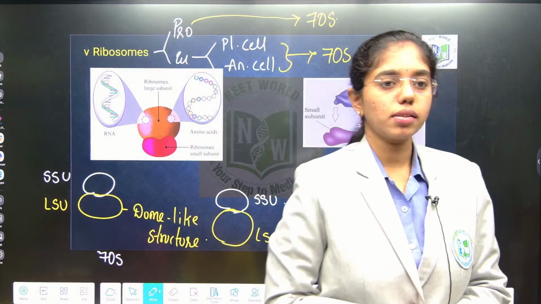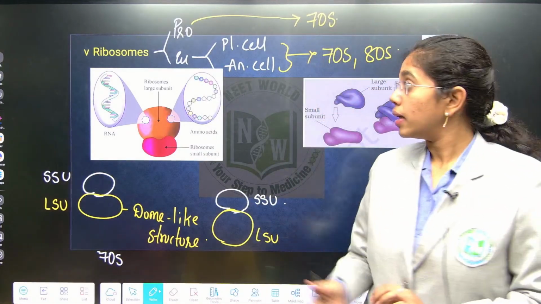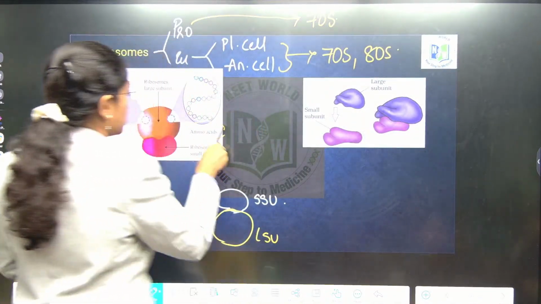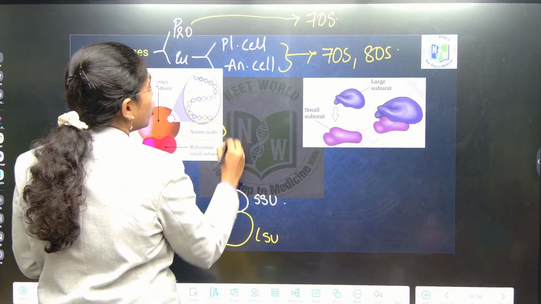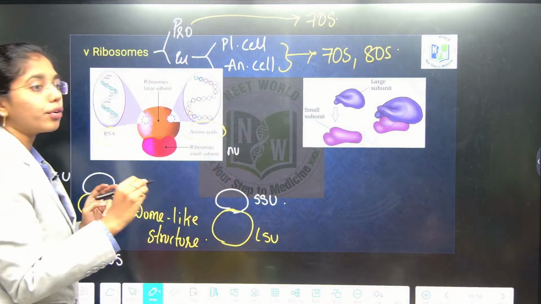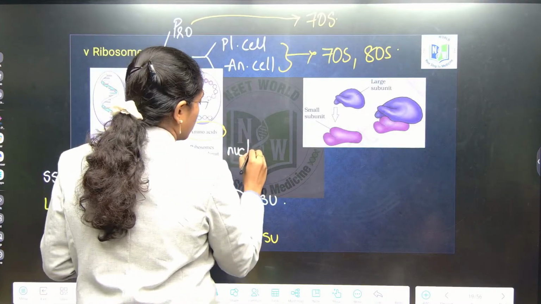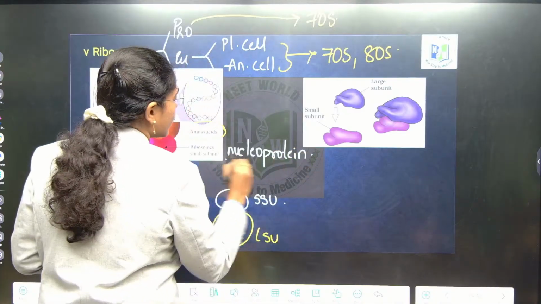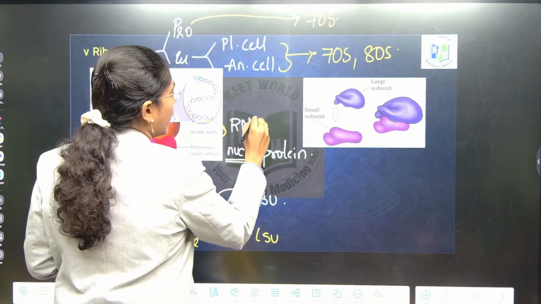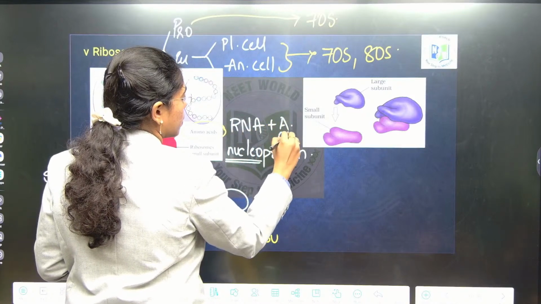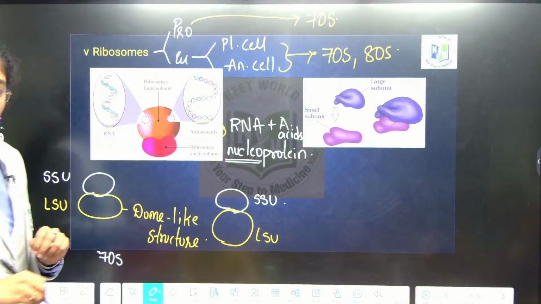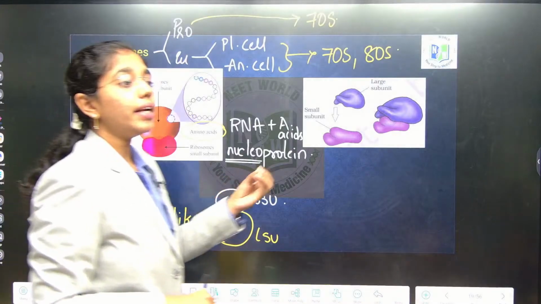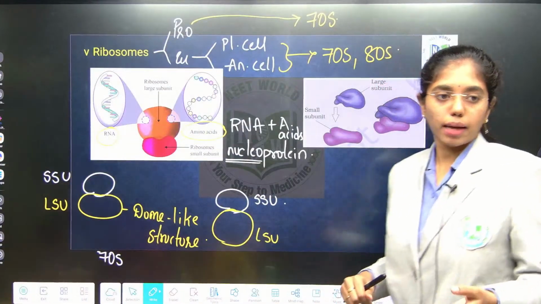Proteins. Only proteins? It consists of RNA and amino acids. Can you see here? These are nucleoprotein structures or nucleoprotein particles. It has both RNA and amino acids. And then each ribosome will consist of about 80 different types of proteins.